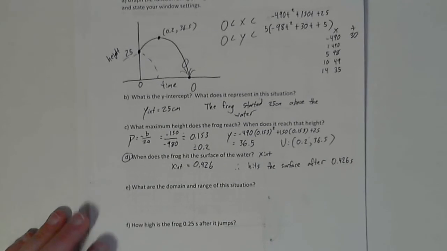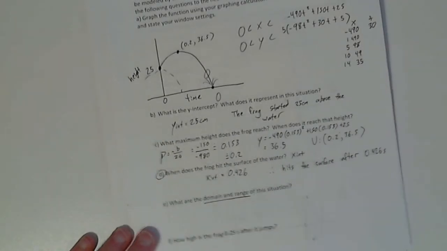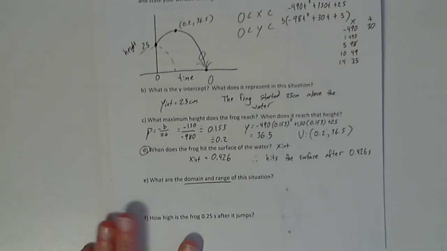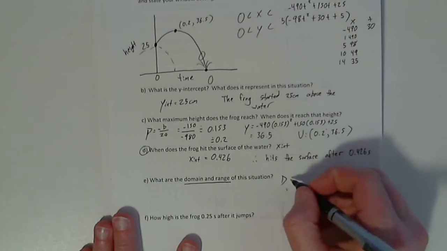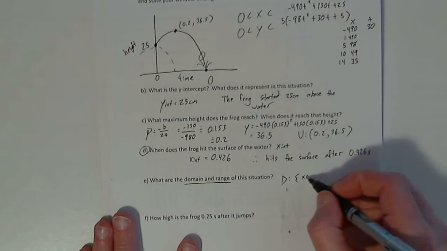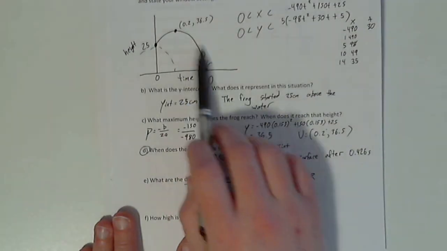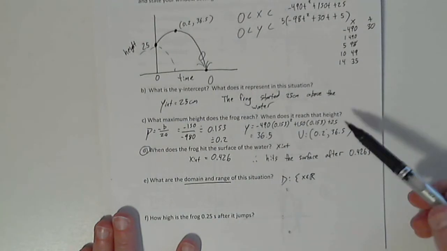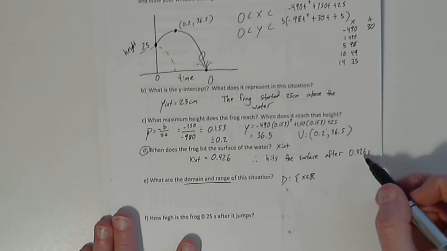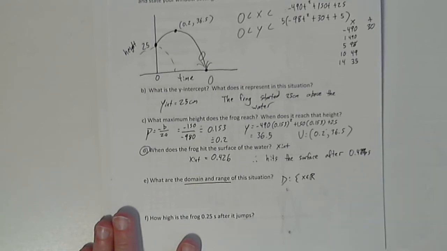What are the domain and range of this situation? Now this one is going to be a little bit different than the other times we've done domain and range because we actually have a real life situation here. So the domain is not all real numbers. It's going to be real numbers because it's a connected dot, so you can have all the values in there. We can have the 0.2, 0.426. We'd want to round that to just 0.4. It says to the nearest tenth.